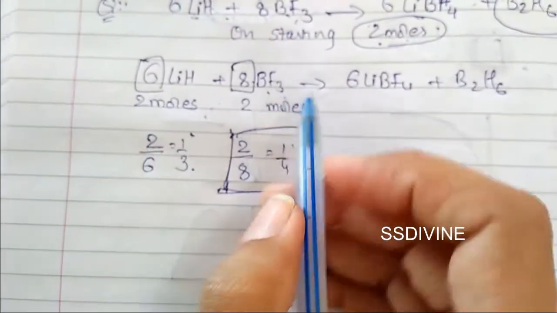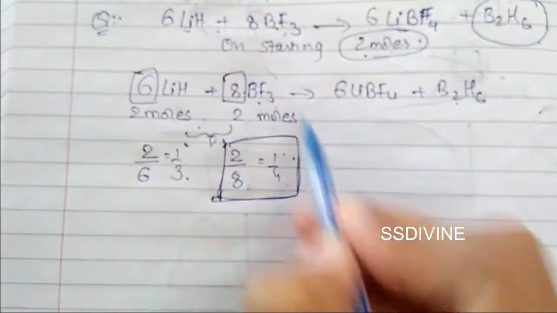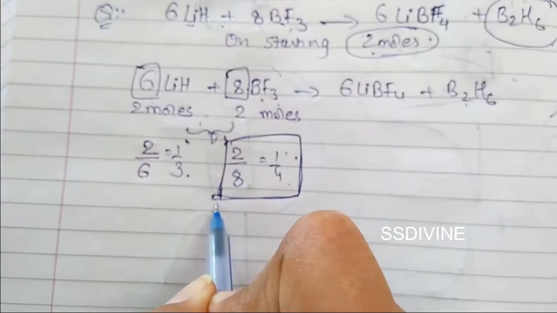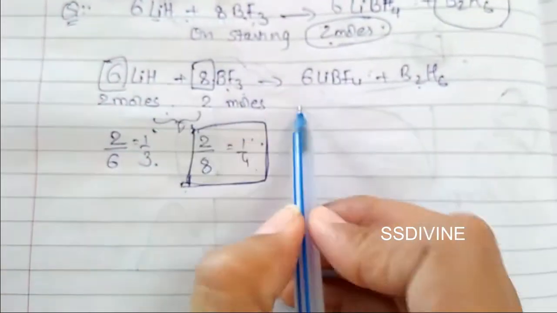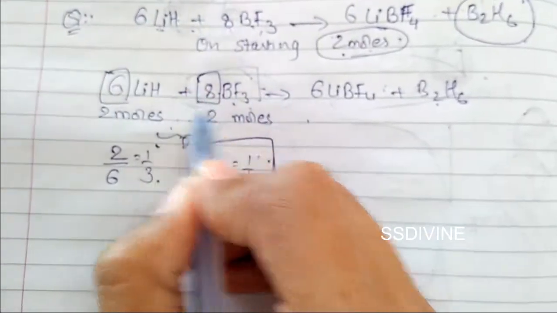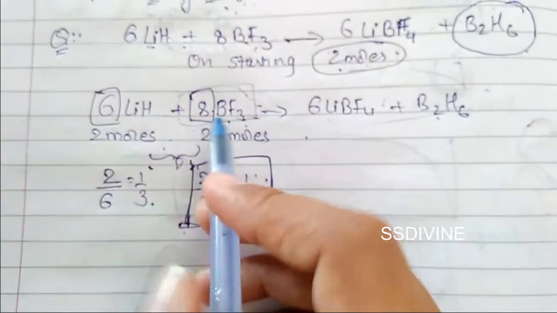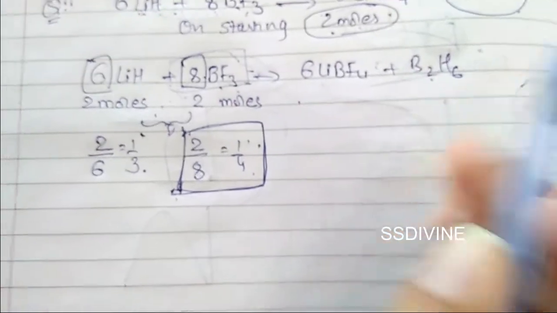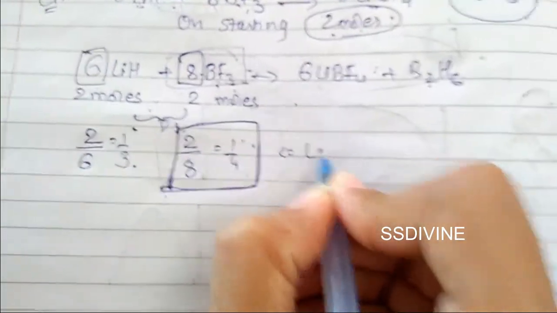In the reaction, the combination of both will be needed for us to get the product. But in this reaction, this reagent will be utilized earlier. Once it is finished, it will no longer give the product, right? So the whole reaction depends on this factor, BF3. As long as BF3 is there, you will keep getting B2H6. But once the BF3 is utilized, you will no longer get the product. So BF3 is your limiting reagent.